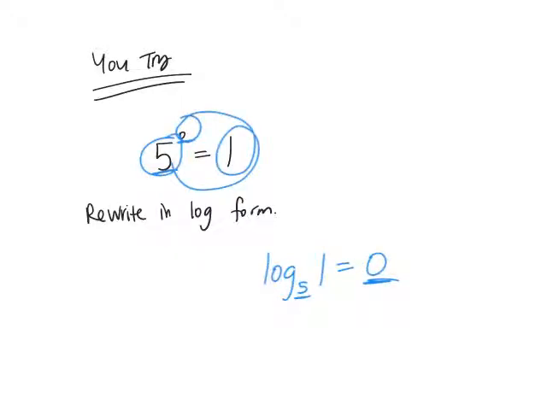The second way to think about it is to take the log of each side, and I want to get rid of this base 5, bringing down the exponent. So I take the base 5 of both sides. Log base 5 of both sides. These cancel, giving me 0 is equal to log base 5 of 1.